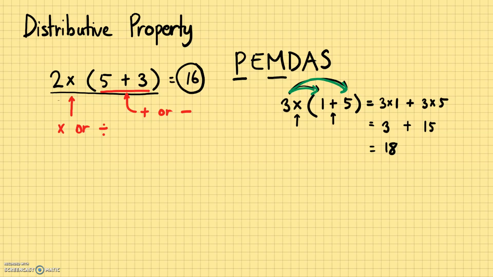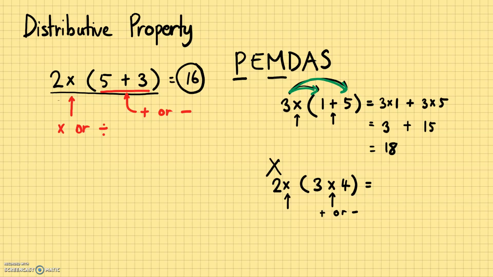Or let's have another example. 2 times 3 times 4. Can you use the distributive property here? If you said no, you're correct, because even though this part is multiplication, the part inside the parentheses is also multiplication. This needs to be addition or subtraction if you were to use the distributive property. So you can't use the distributive property here.